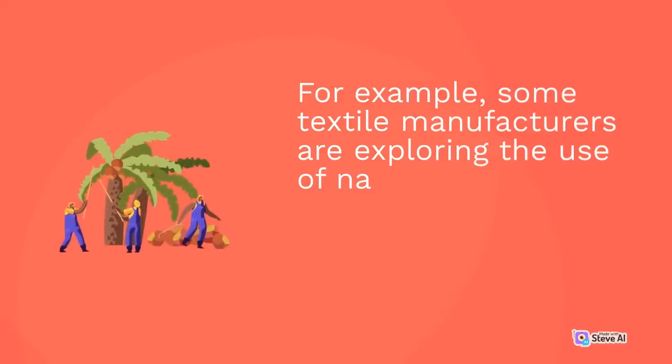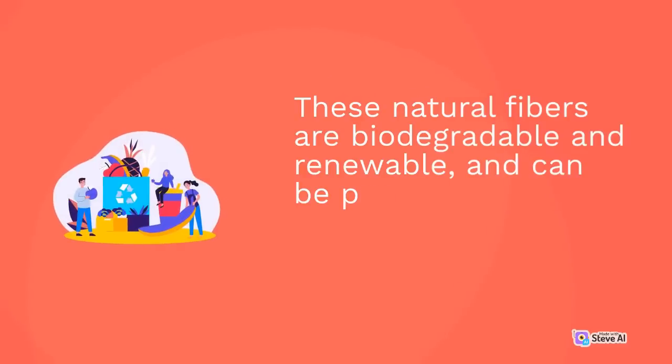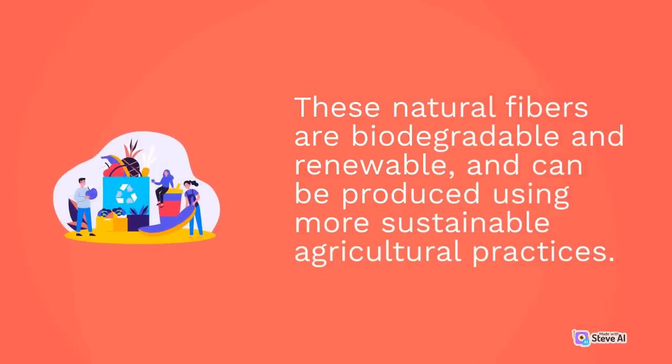For example, some textile manufacturers are exploring the use of natural fibers, such as cotton, linen, and hemp, as alternatives to synthetic fibers. These natural fibers are biodegradable and renewable, and can be produced using more sustainable agricultural practices.